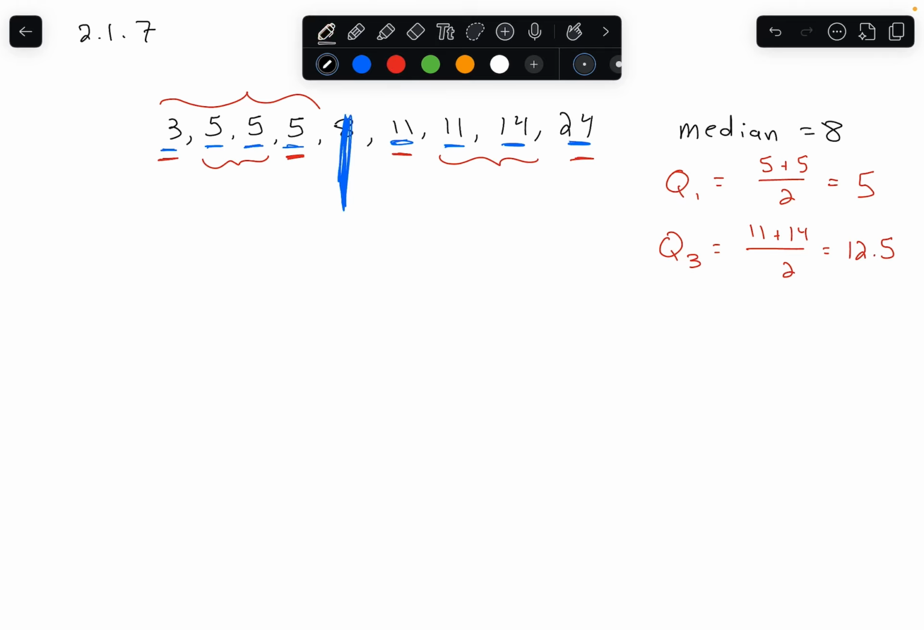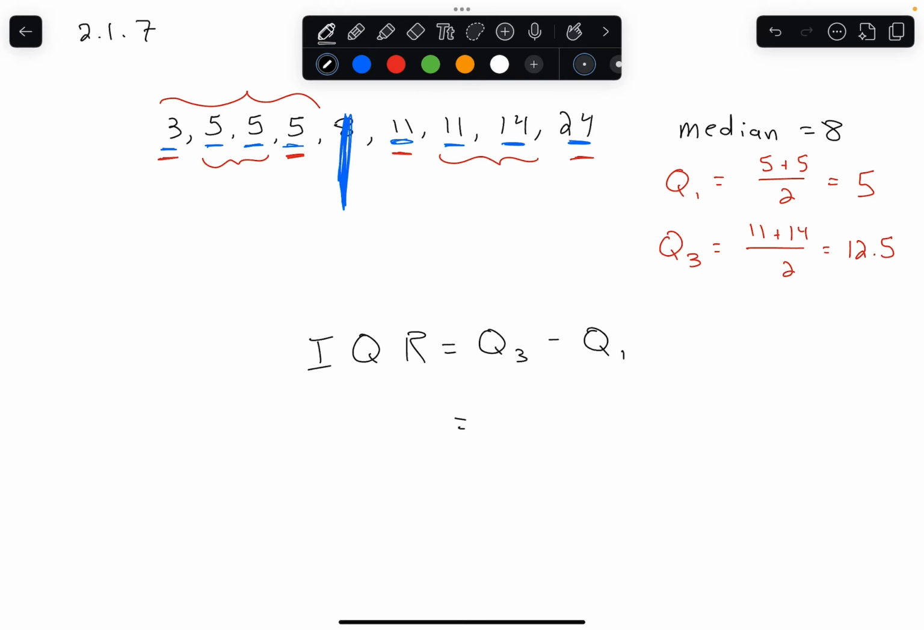The last thing that we're asked to do for this problem is to find the interquartile range, or the IQR. If I want to find that, we do have a very short formula to find the IQR. It is simply the third quartile minus the first quartile, so Q3 minus Q1. So our Q3 was 12.5. Our Q1 was 5. I'm just going to go ahead and subtract those two. I should end up with 7.5 for my IQR.